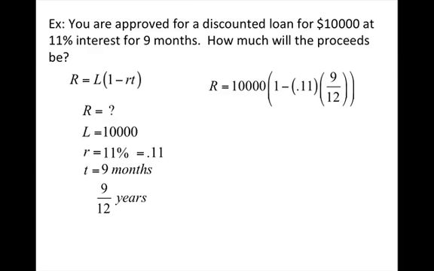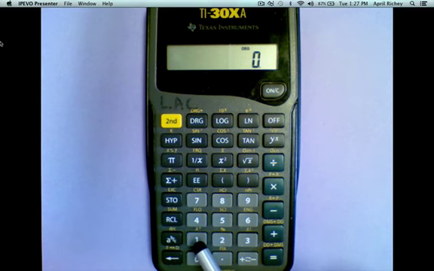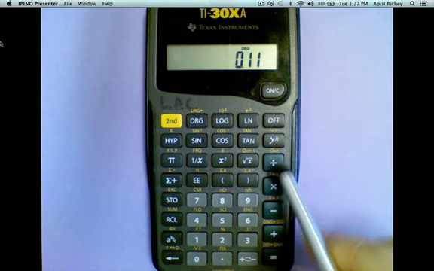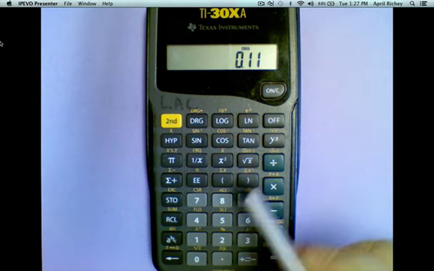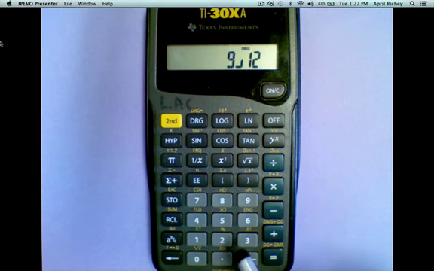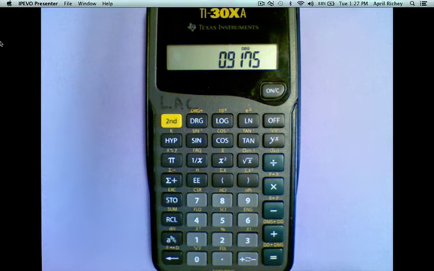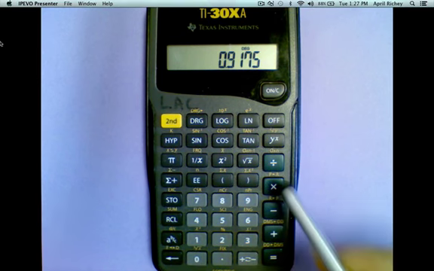So I'm going to begin with what's inside the parenthesis. I'm going to say 1 minus 0.11 times the fraction 9 over 12. So let's look at that on the calculator. Your calculator can do order of operations. So we're going to begin with 1 minus, and I don't need the parentheses. I can type in 0.11 times, and I'm going to do the fraction 9 over 12. Now, you could have also said times 9 divided by 12, and that would work as well. And when I hit equals, I get 0.9175.